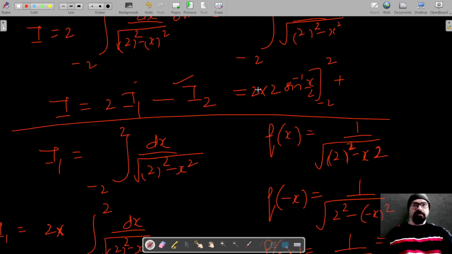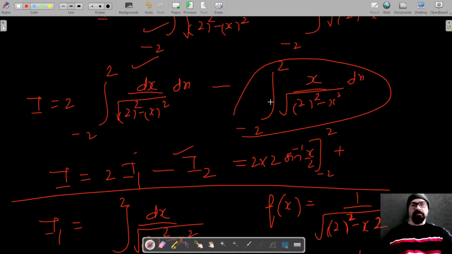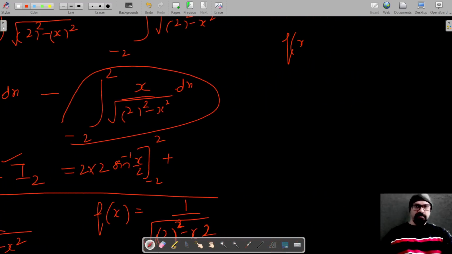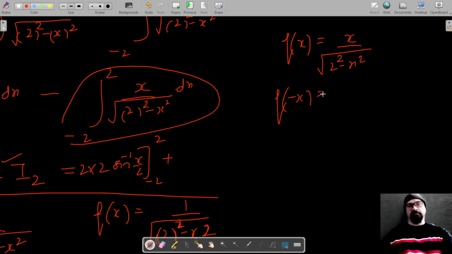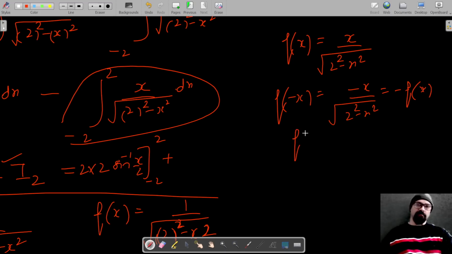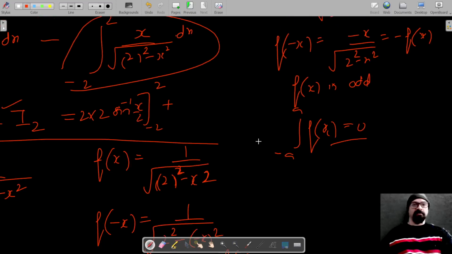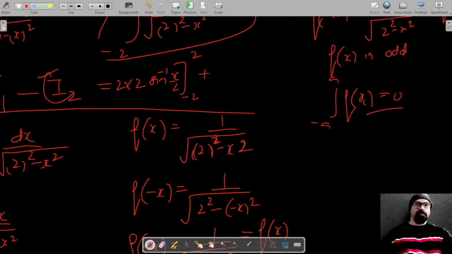Okay, and I2. Let's check our function I2. If I check this function, it is odd. So f of x is x upon root of 2 square minus x square. If I evaluate this for negative x, it is negative x upon root of 2 square minus x square, which is the negative of f of x. So that means f of x is odd. And when f of x is odd, the integral from negative a to a of f of x should be equal to 0. This is the property. So I2 becomes equal to 0.